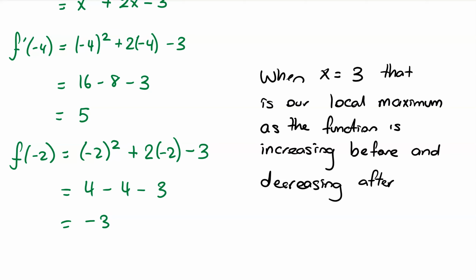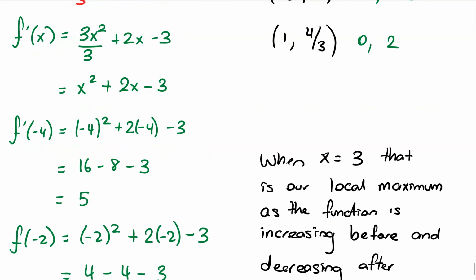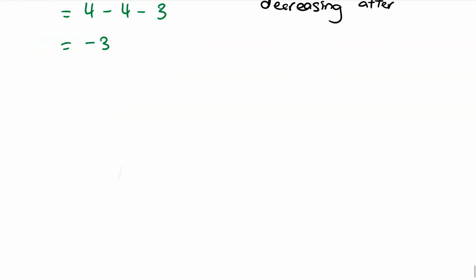Now you want to go determine your minimum. Now what you could do is, since you found your maximum, you can just say, okay, well, therefore when x is equal to 1, that will be my minimum. But if you really want to be sure, you could do the test again.